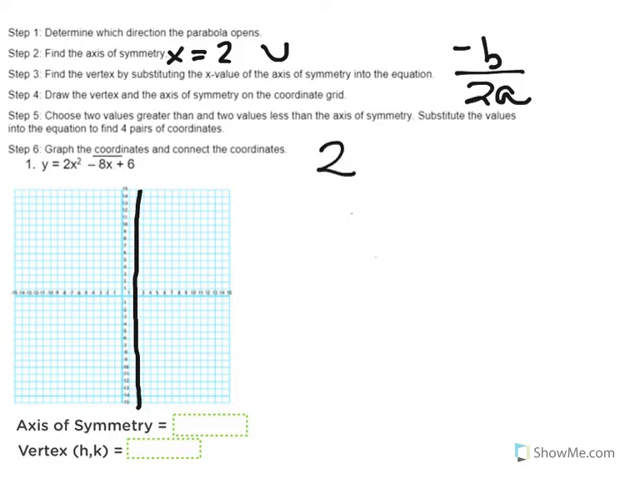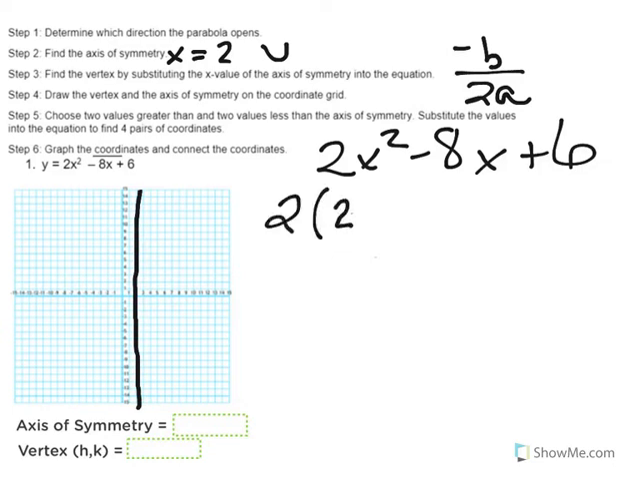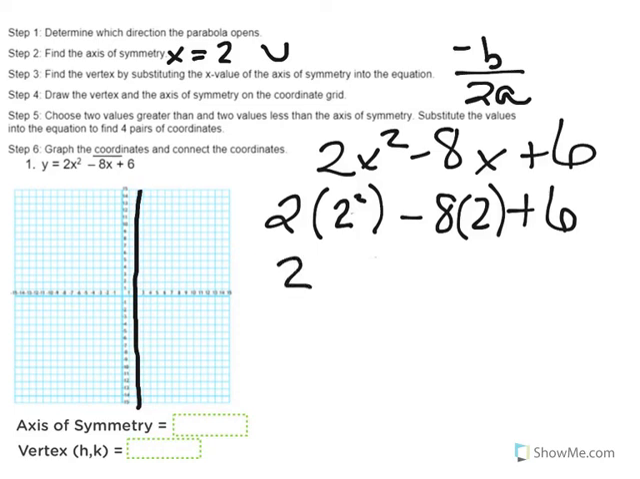So we have 2x squared minus 8x plus 6. So that's our initial equation. Now we're going to substitute the value in. 2 times 2 to the power of 2 minus 8 times 2 plus 6. So we're going to follow order of operations and first do our exponents. So we have 2 times 4, because 2 to the power of 2 is 4, minus 8 times 2 plus 6.